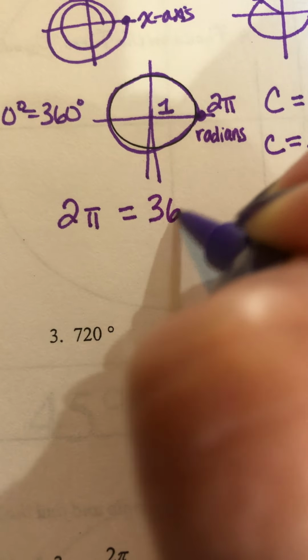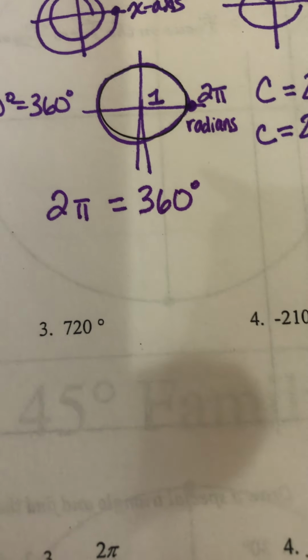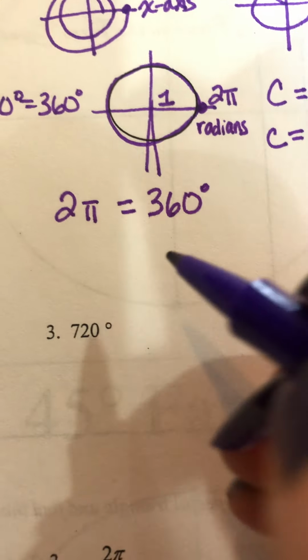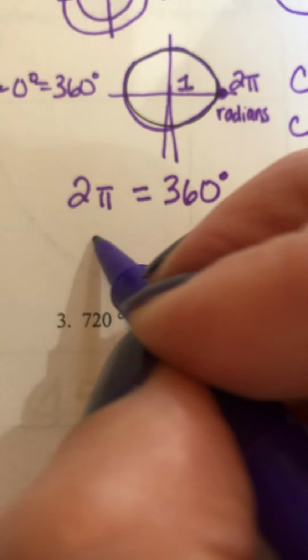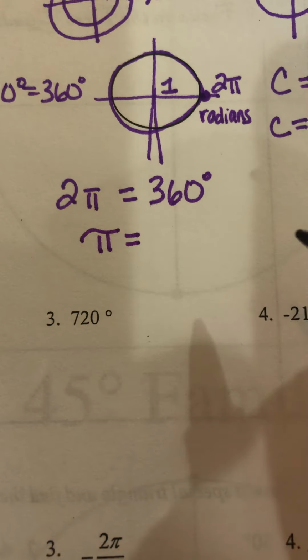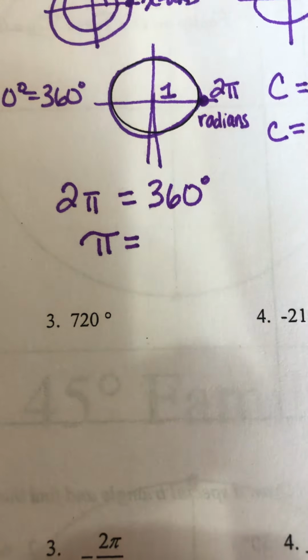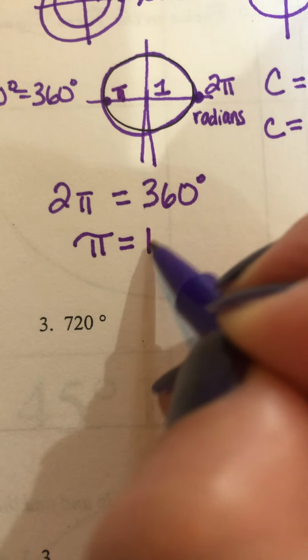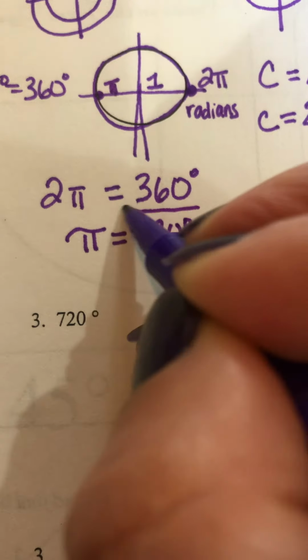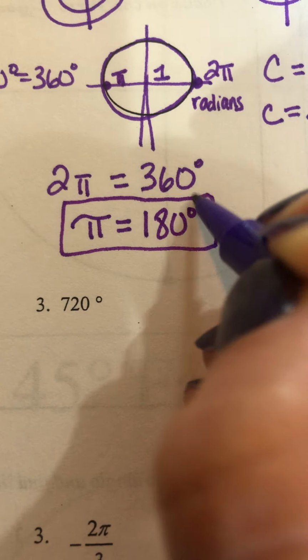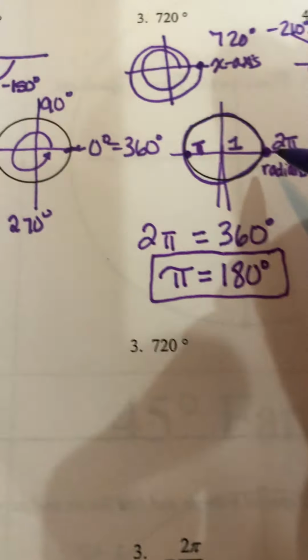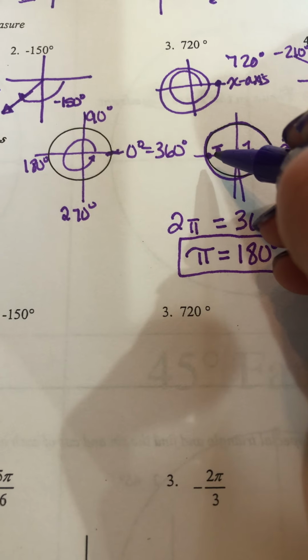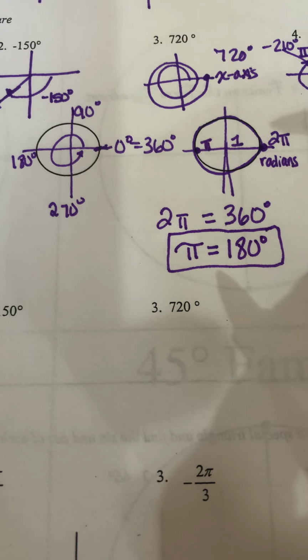We don't have a symbol for radians, like we have a little circle for degrees. If 2 pi is equal to 360 degrees, what would 1 pi equal? You're right, 1 pi would equal 180 degrees. And this is what we call our conversion factor from degrees to radians. So 360 is 2 pi, and then 1 pi is 180.